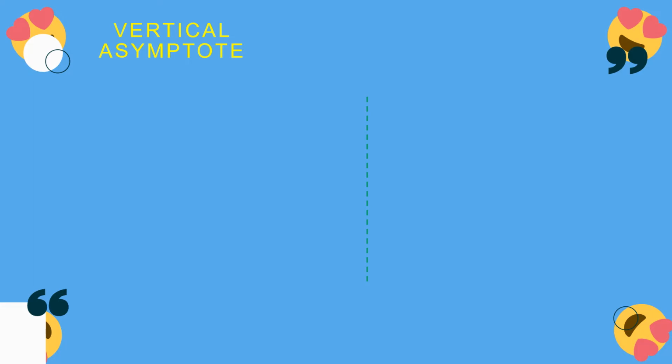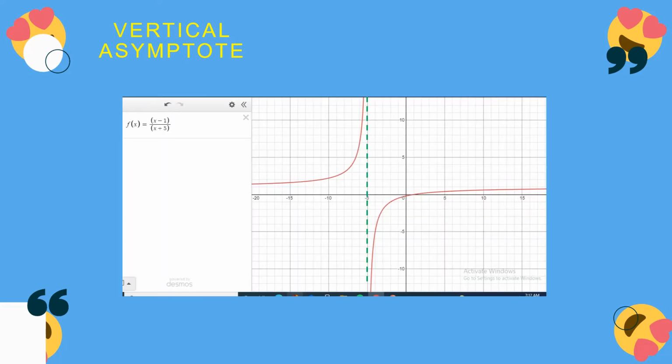Okay, vertical asymptote. Ito yung example ng vertical asymptote natin. So, ito yung graph ng f of x is equal to x minus 1 all over x plus 5. Etong red, yun yung graph niya. Okay? So, kung makikita po ninyo, merong broken line dito wherein the graph of the given function is approaching this broken line. Ito po yung tinatawag natin na vertical asymptote.